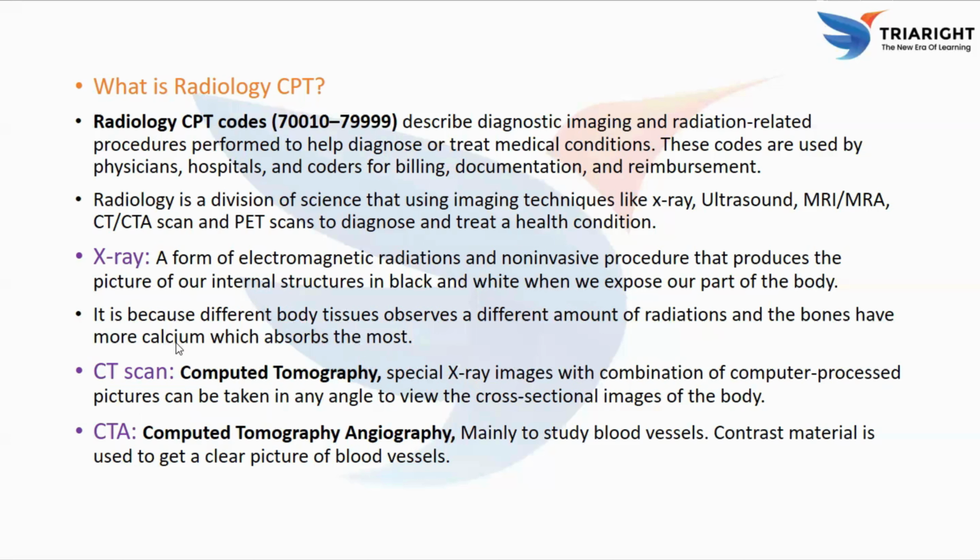So what are the clinical examples? Chest X-ray, fracture imaging, and abdominal obstruction. Most plain X-rays fall under 70,010 to 70,350 and also similar ranges.